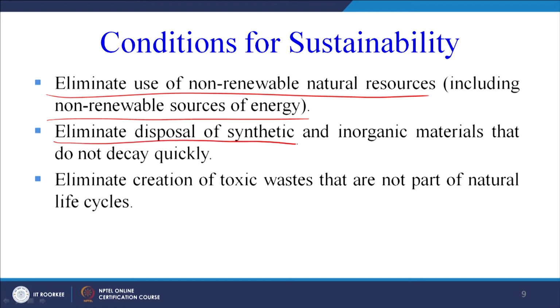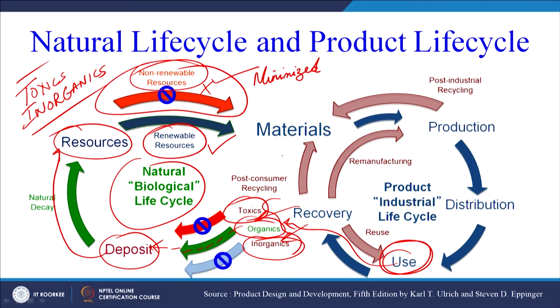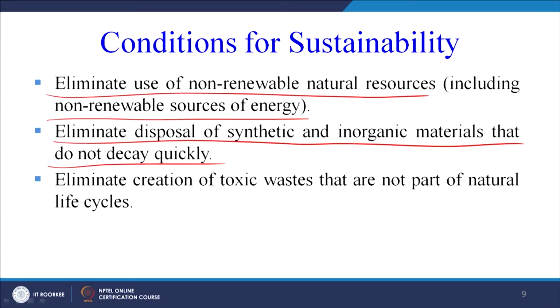Eliminate disposal of synthetic and inorganic materials that do not decay quickly. We can see here this red color is toxins. This is also inorganic material which is being pushed back into the natural biological cycle, so that we can avoid. Thirdly, eliminate the creation of toxic waste that is not part of the natural life cycle. So all these toxics and inorganic waste we must try to avoid. And how can we avoid them? How is this topic relevant to our course?